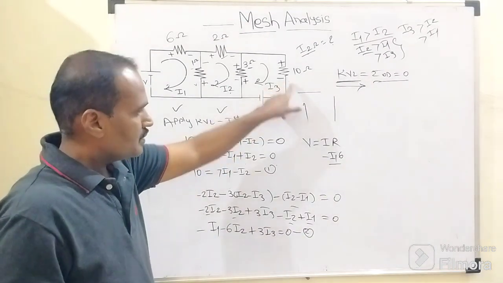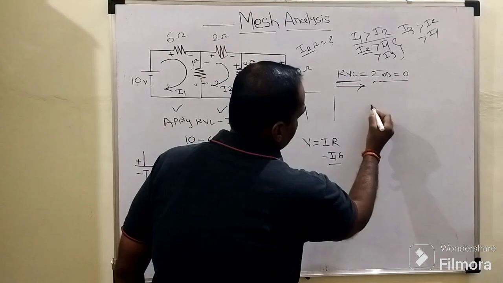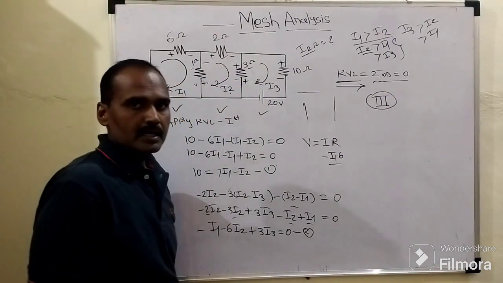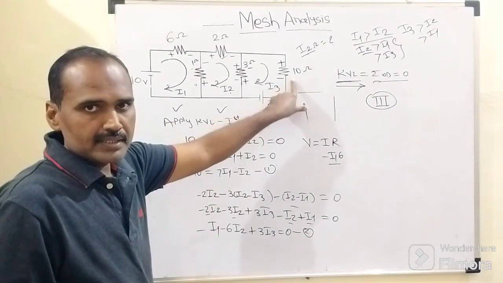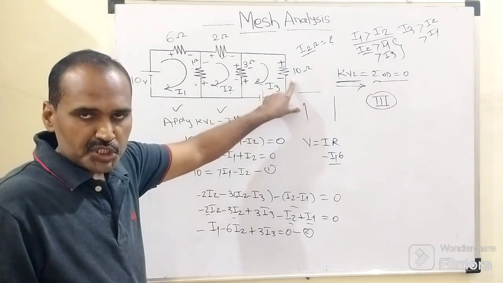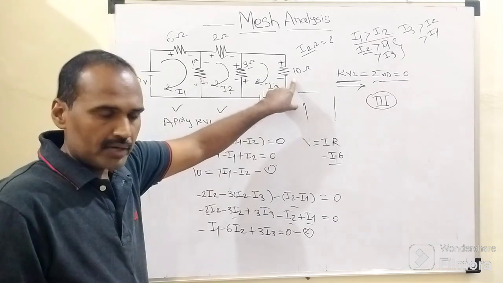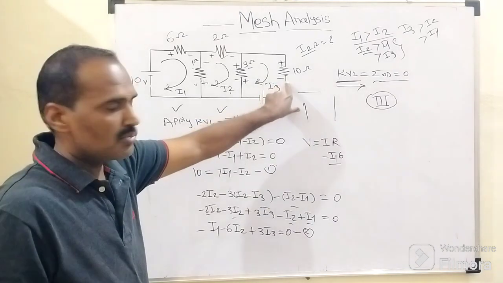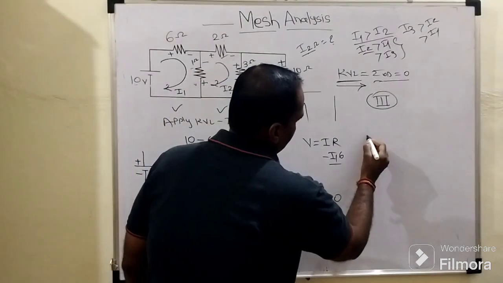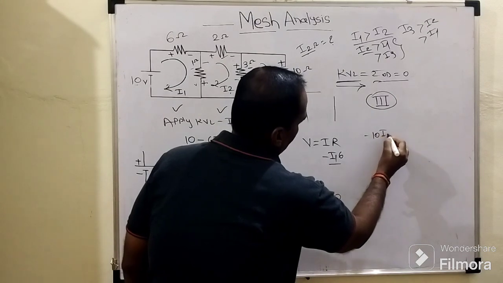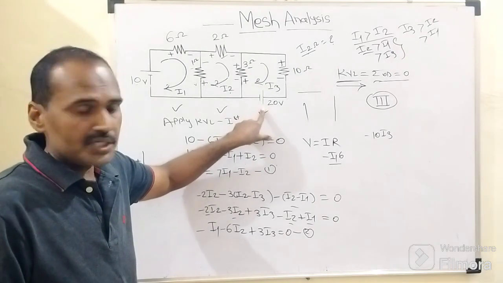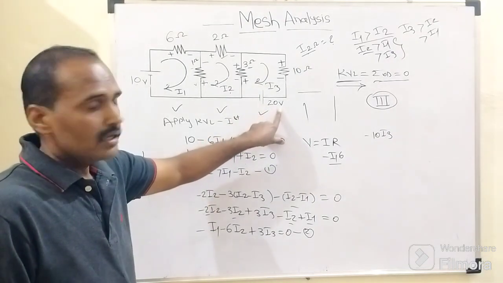So the first element which we need to consider when we apply this KVL to mesh number 3 is the 10 ohm resistor. We need to declare the ohmic drop across this 10 ohm resistor. According to Ohm's law, V equals I into R. So which current flows through this 10 ohm resistor? I3. As we are going from positive to negative plate, we need to consider the opposite sign, minus 10 times I3. Now we are encountering this voltage source of 20 volt.